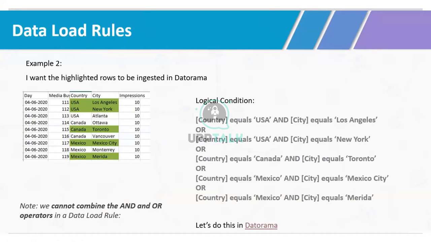When you have both country and city, I say I want US, but I don't want all the cities of US. I want US, but only Los Angeles and New York. And for Canada, I want Toronto. And then I want Mexico: Mexico City and Merida, and not Montreal.